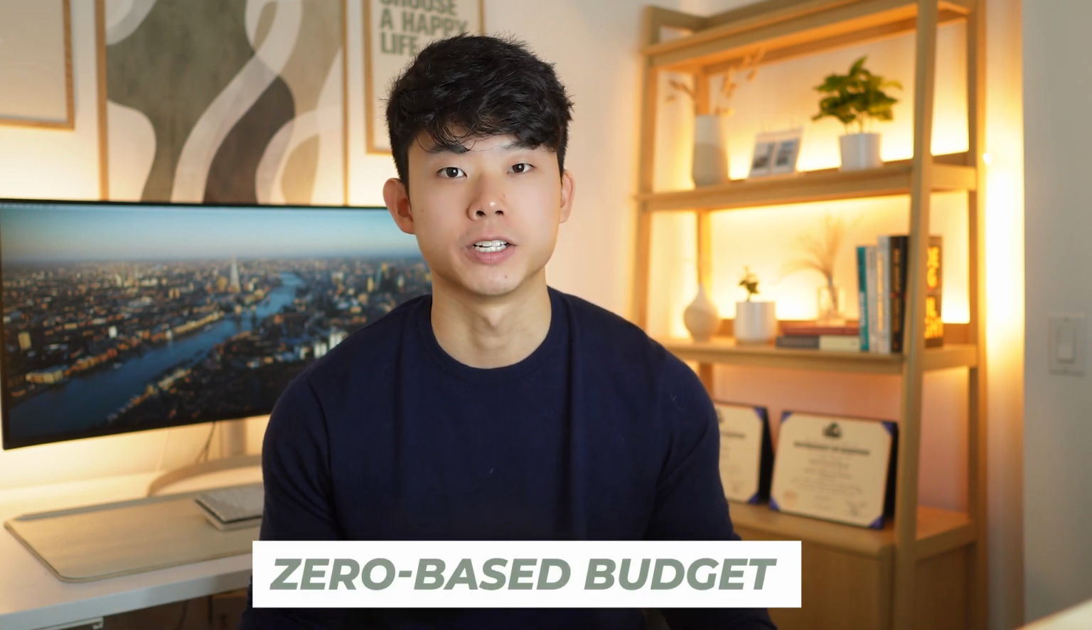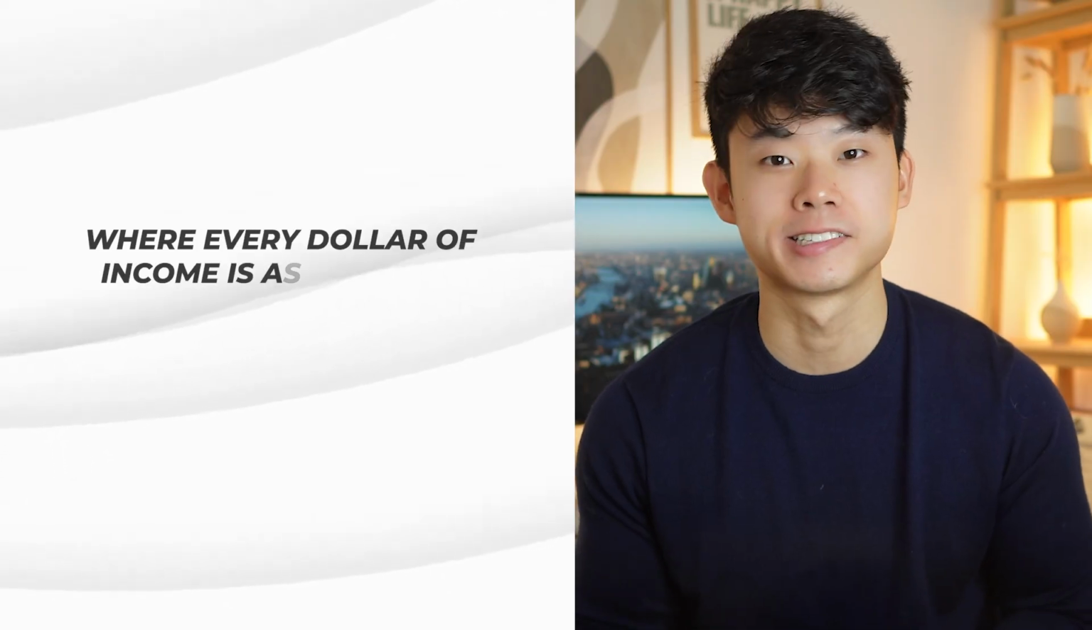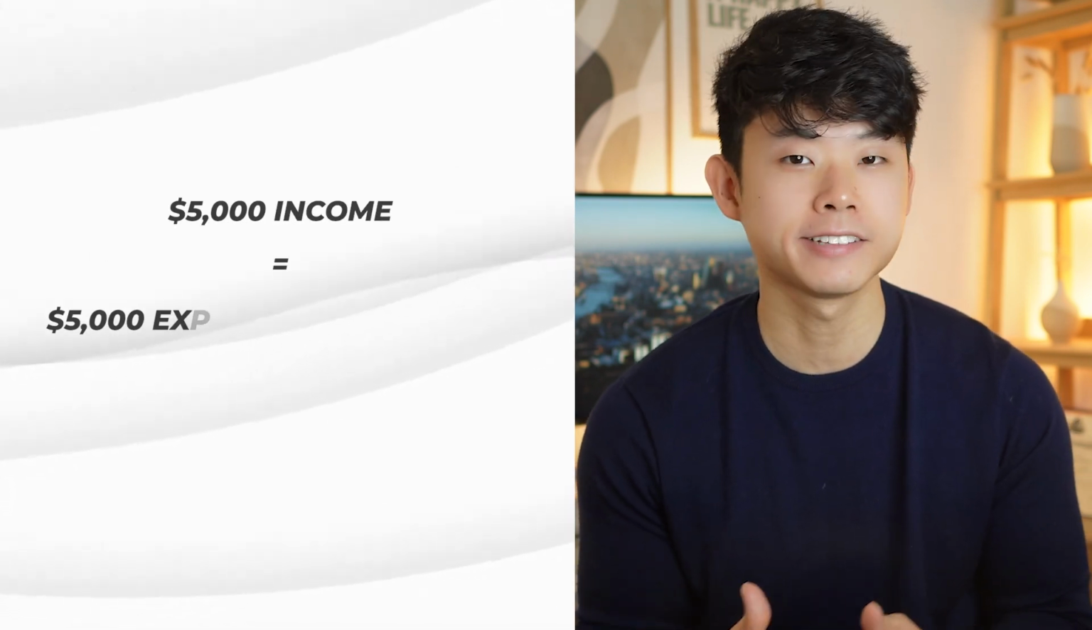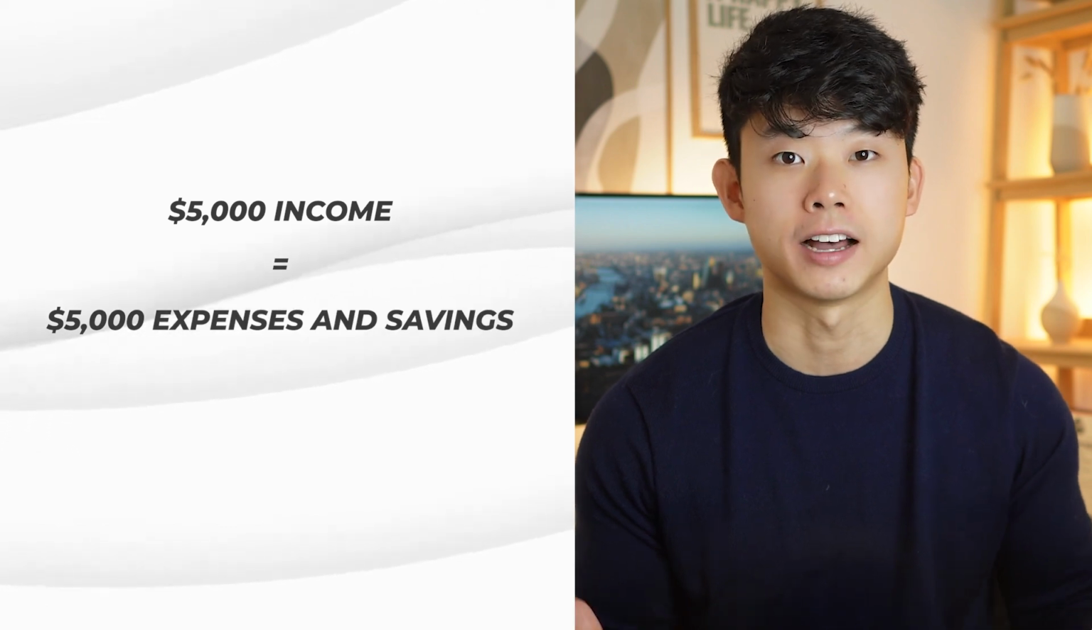Now the first method we'll explore is the zero-based budget. Zero-based budgeting is a method where every dollar of income is assigned to a specific expense, resulting in a balance of zero. So if you earn $5,000 per month, all of your spending and savings should also total $5,000.